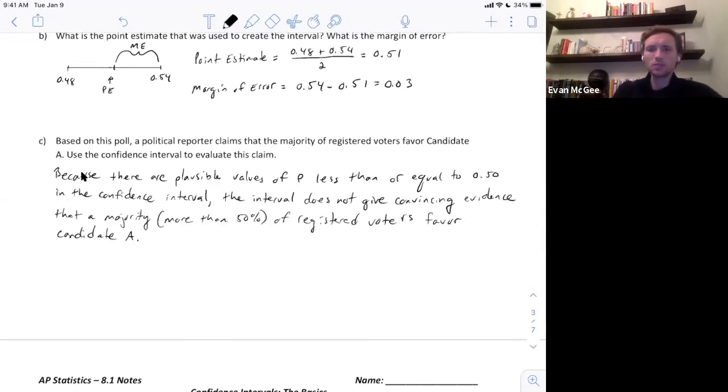Just to clarify on this sentence, because there are plausible values of p. So remember, p is the population parameter, which in this case is the proportion of all voters who favor candidate A.